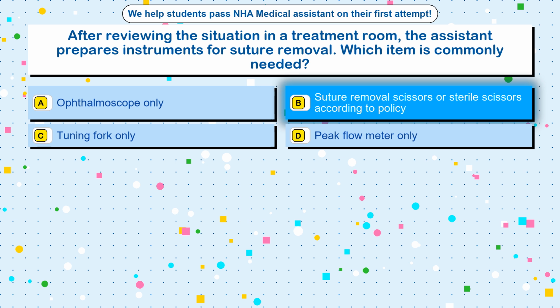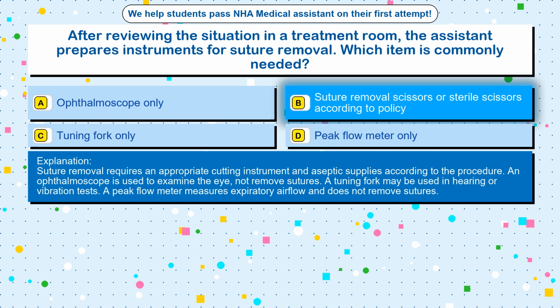The correct answer is option B, suture removal scissors or sterile scissors according to policy. Suture removal requires an appropriate cutting instrument and aseptic supplies according to the procedure. An ophthalmoscope is used to examine the eye, not remove sutures. A tuning fork may be used in hearing or vibration tests. A peak flow meter measures expiratory airflow and does not remove sutures.